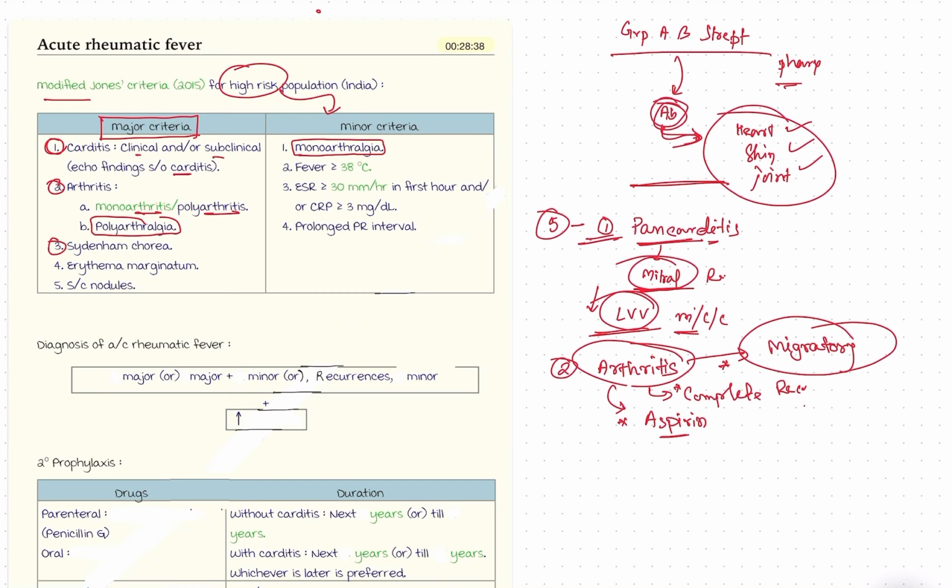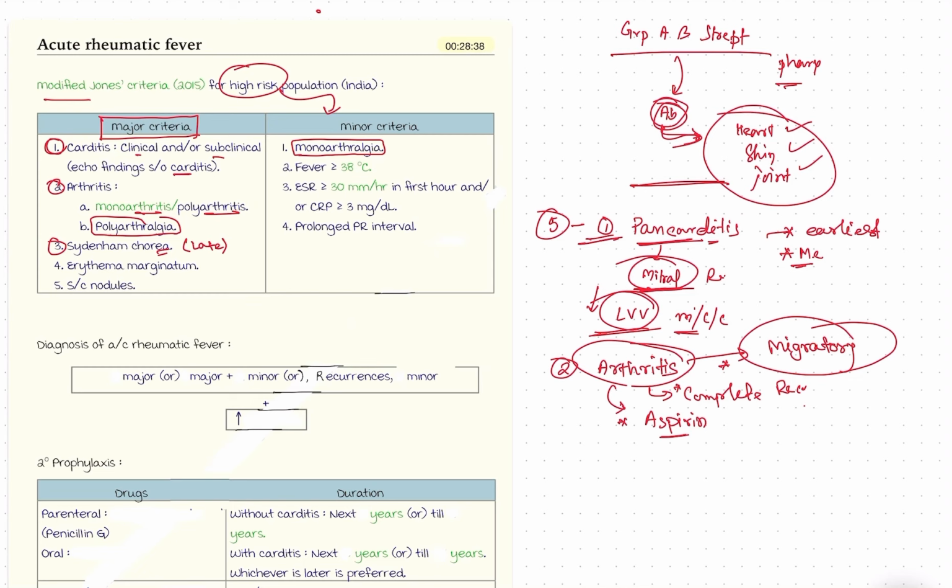Next, coming to Sydenham's chorea. This is the third major criterion. Chorea is obviously an involuntary movement disorder, and this is a late finding. The earliest finding is carditis. Please remember, it is the earliest finding, and also the most common feature of ARF.